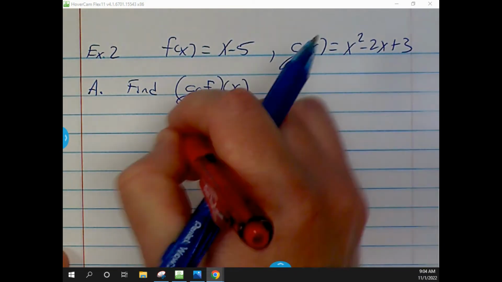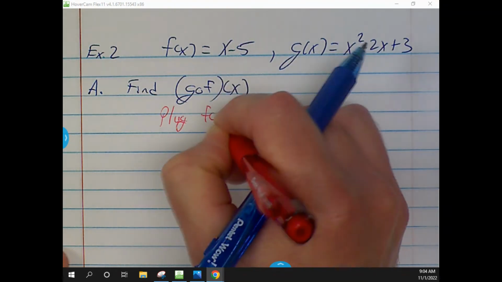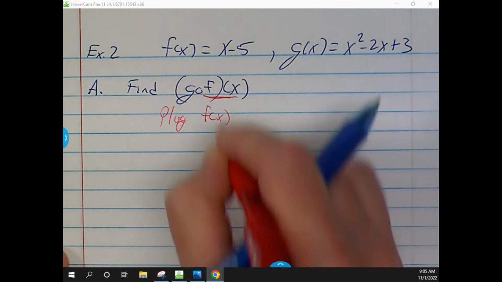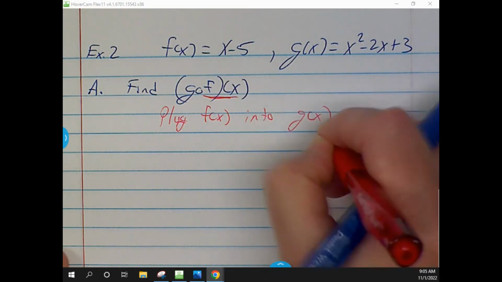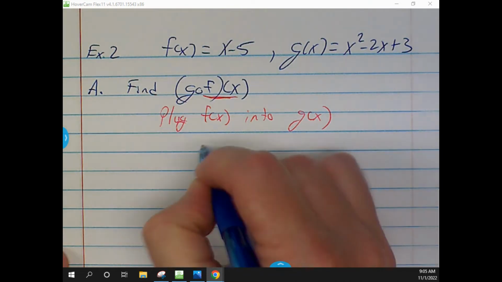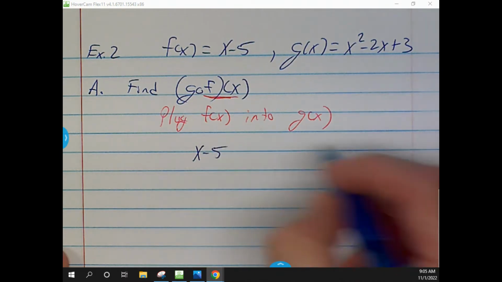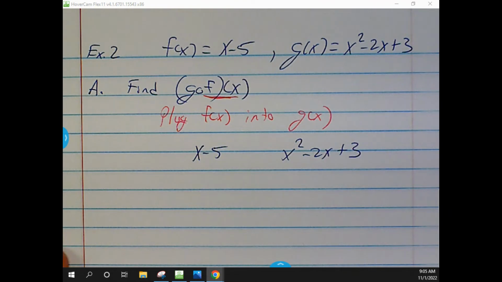All right, and again, this is just me kind of going back to when I was doing this. I had to write this down that I know I'm going to take whatever is closest to the x. I'm going to plug that part into the first number. So I'm plugging f of x into g of x. Okay, so f of x is x minus 5. G of x is x squared minus 2x plus 3.